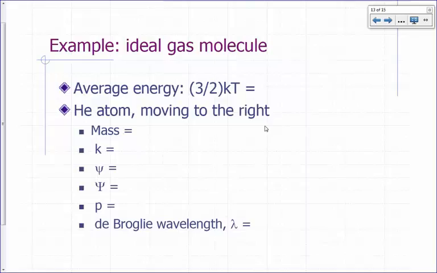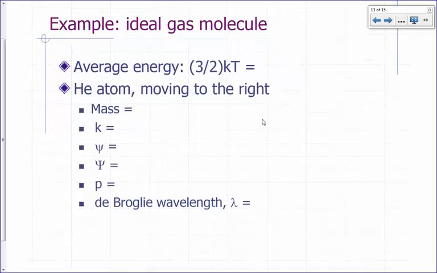So let's take a look at an example. Let's say we apply this to an ideal gas molecule, a lone molecule, all alone by itself in the universe. Let's take the typical case where, if you have a sample of an ideal gas, you'll learn that the average kinetic energy of the molecule is 3/2 kT.